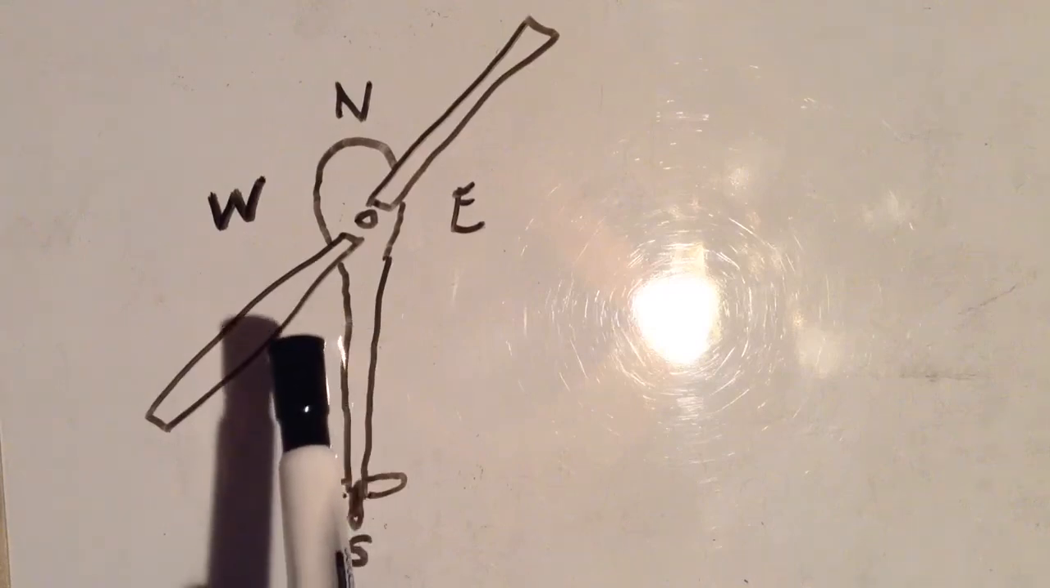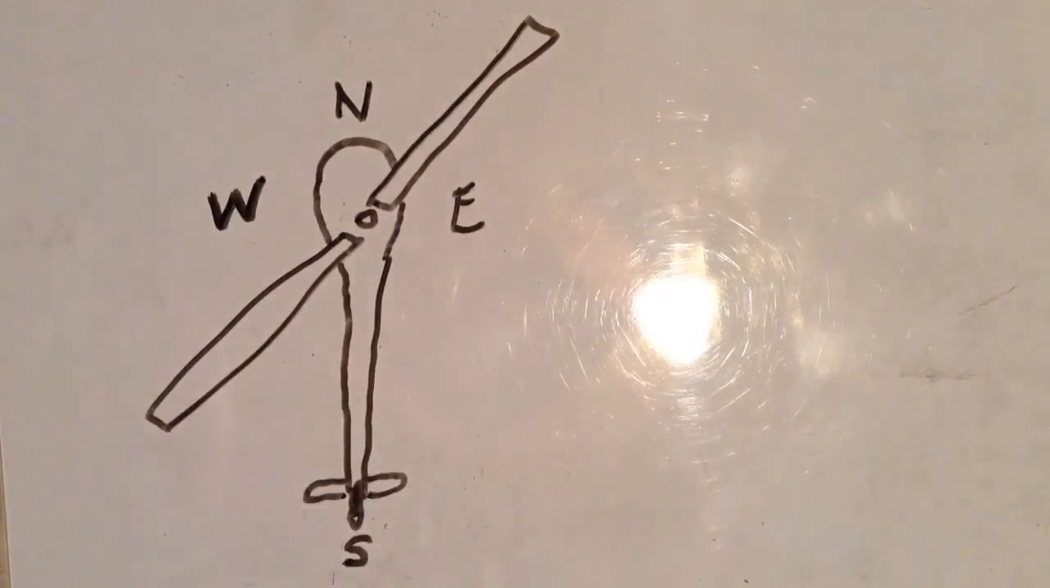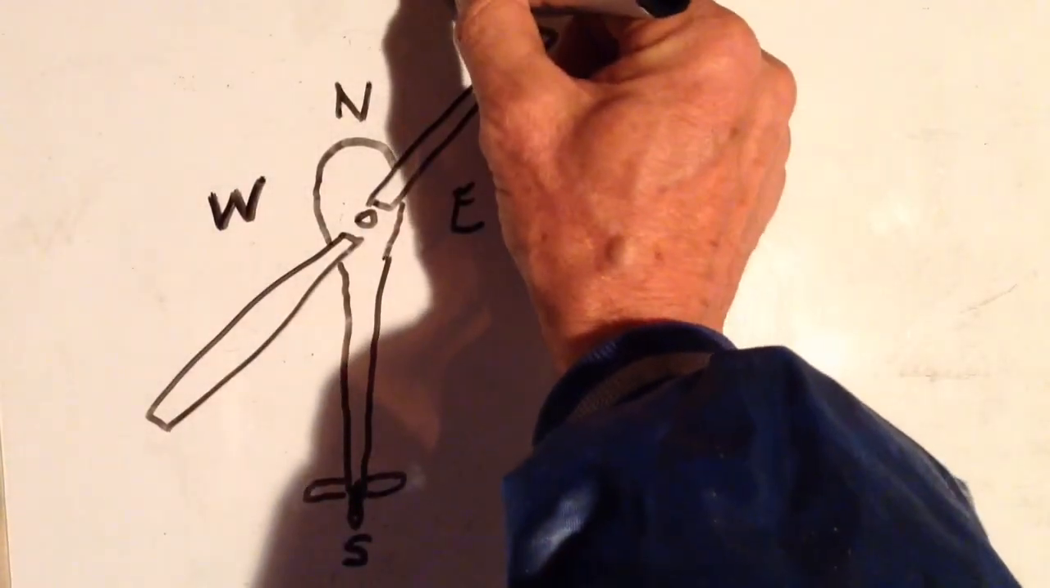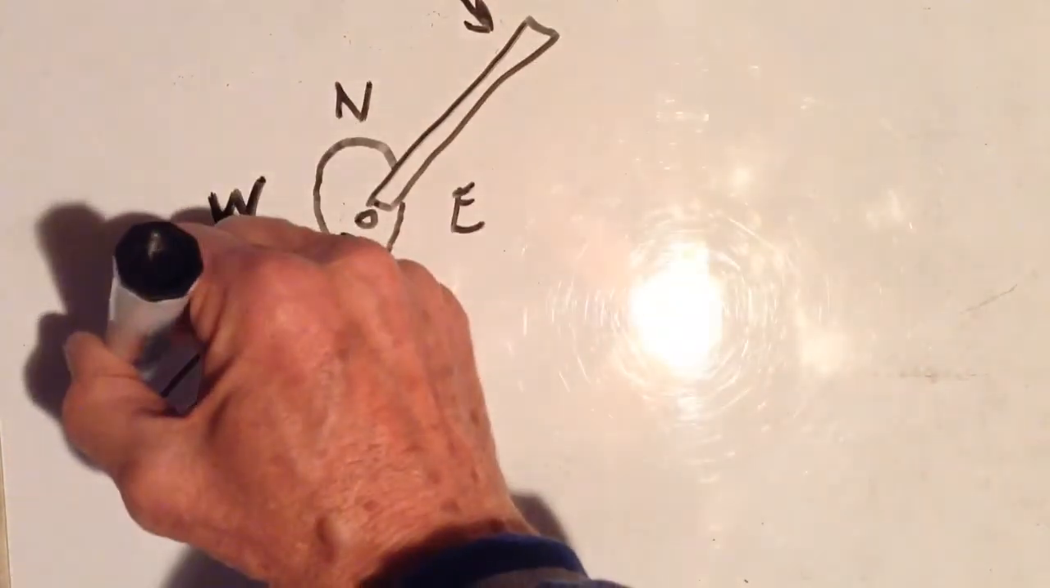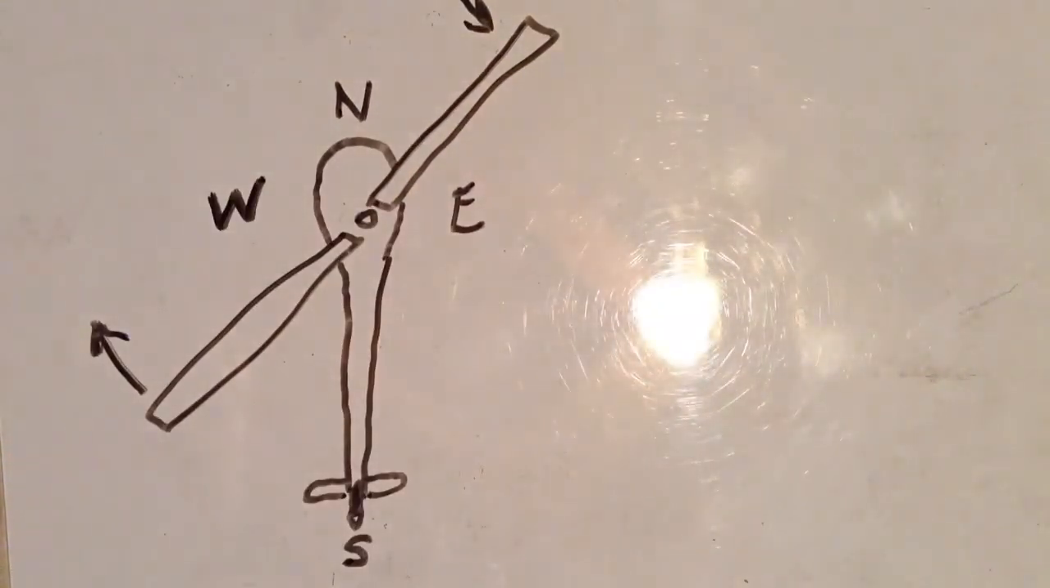Let's say the rotor is spinning clockwise, going around that way. As seen from our position above the helicopter, a swash plate at the center between the rotors changes each rotor's angle of attack.